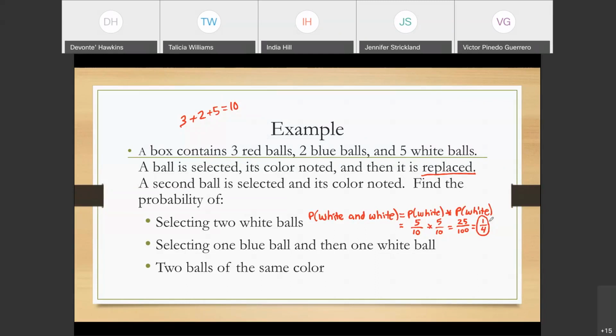Okay, so you go ahead and do part 2 for me. I'm going to give you just a minute. Do the probability of picking a blue ball first and then a white ball.